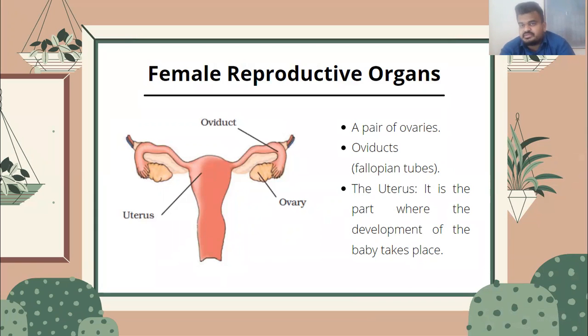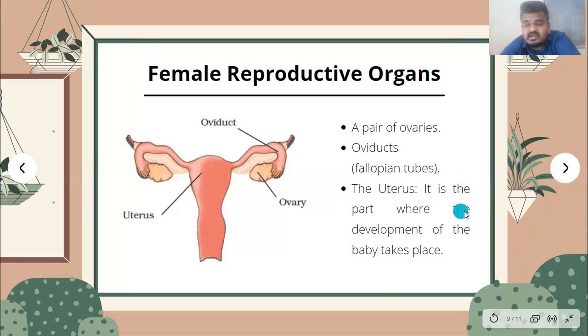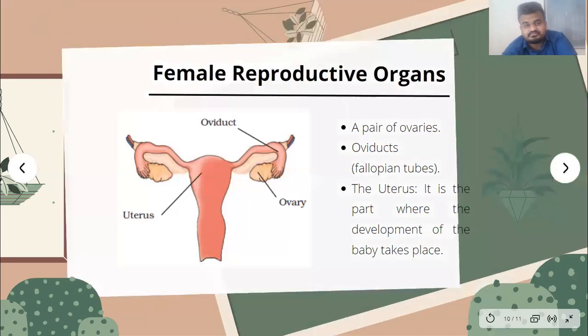During sexual reproduction, the sperm is a single cell, unicellular, and it is mobile, so it can travel. It will come to this uterus, where the baby develops. So the uterus is the part where the development of the baby takes place.